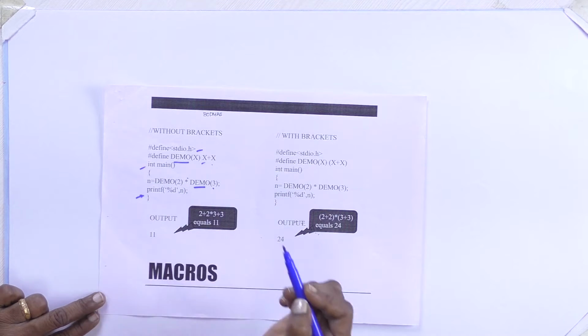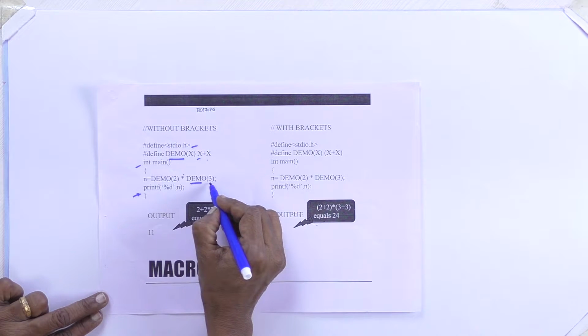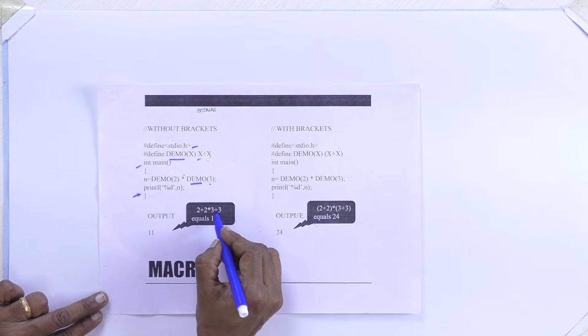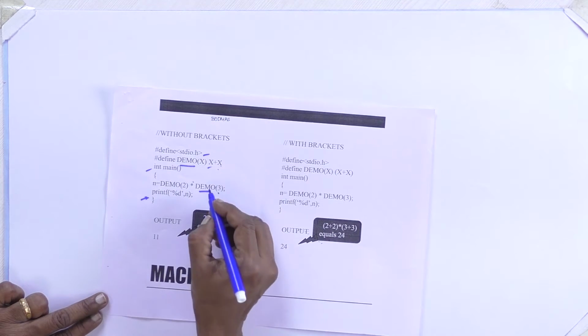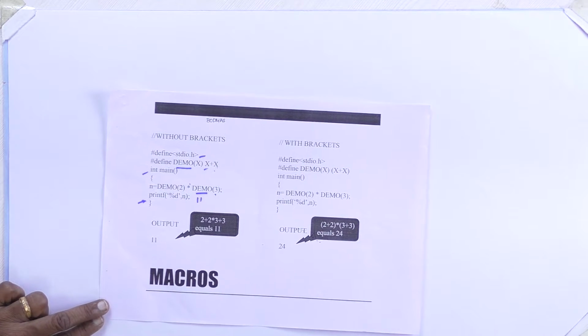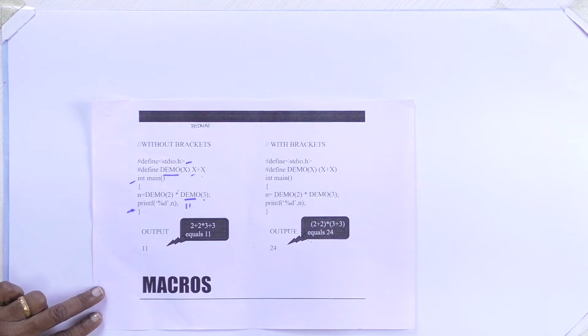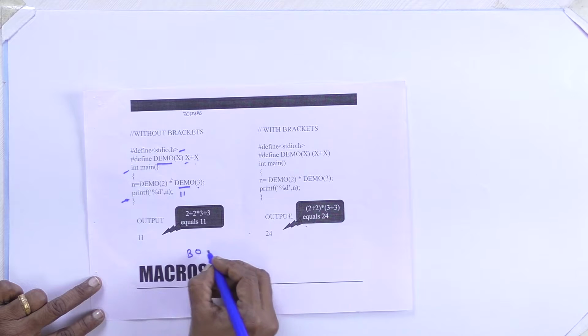Then we have a multiplication sign. Then when it comes here, it takes the value of x as 3. So star 3 plus 3. And it will print the value of n in the statement as 11. So here it is without brackets, so it follows the basic BODMAS rule of mathematics.